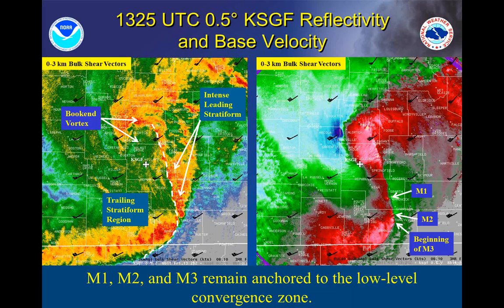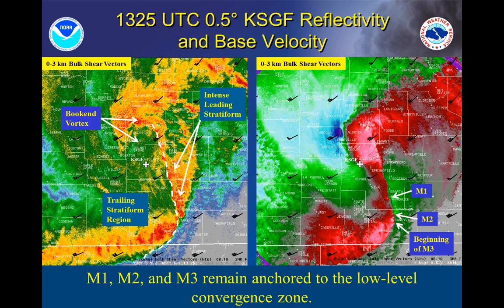A lot of times we'll teach in storm spotter safety training, the worst is first. That was not the case as you got into that shear dominant region. And in this case, that would be from Taneyville all the way up towards the bookend vortex around Aldrich there.